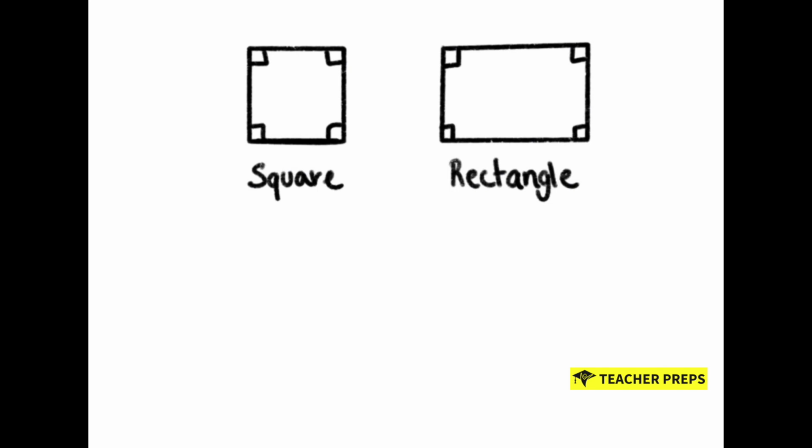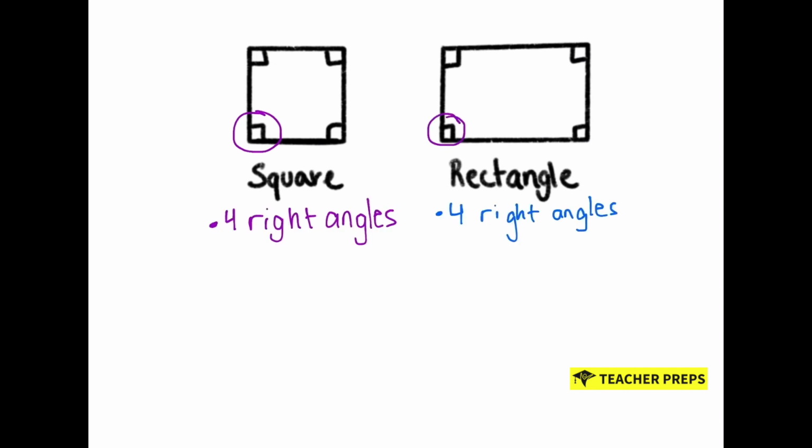The first two regular quadrilaterals are squares and rectangles. On the left, we have a square, and on the right, we have a rectangle. What do you notice about both of these shapes? If you noticed that they both have right angles, you're correct. Both of them have four right angles. What else do you notice?